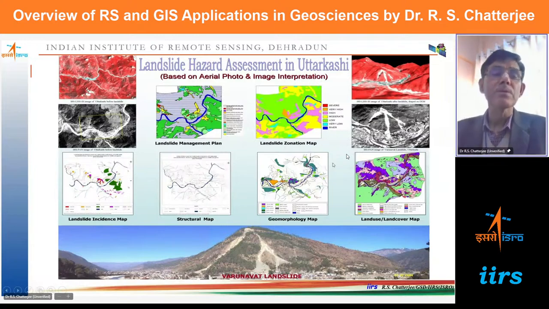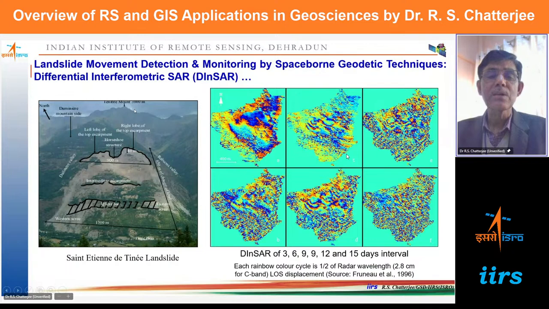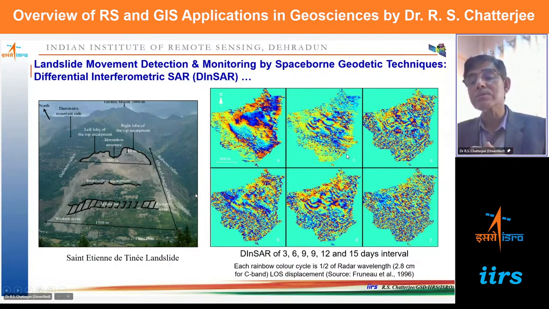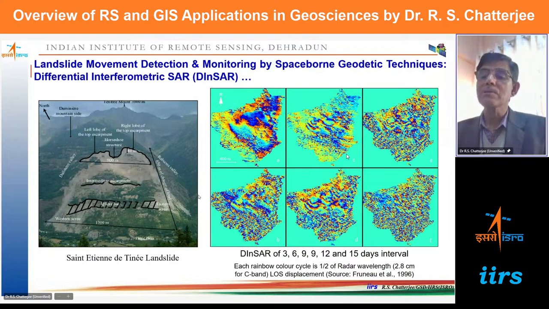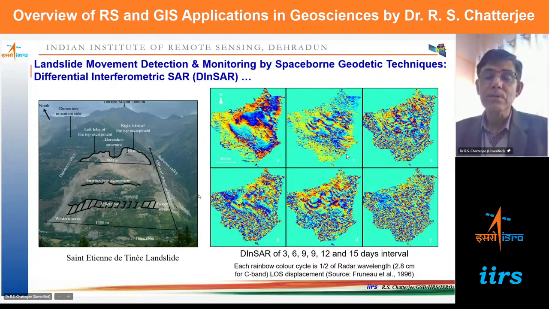Now, in case of landslide studies, it is important to understand or detect the movement before the major landslide happens. That is, when the landslide is showing slow movements before the major slide. If we can detect that, then we will be able to forewarn that in the very near future, maybe in a few hours or a few days, this landslide is going to happen. So continuous monitoring, if we can do.